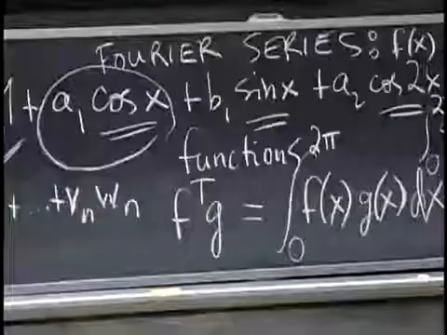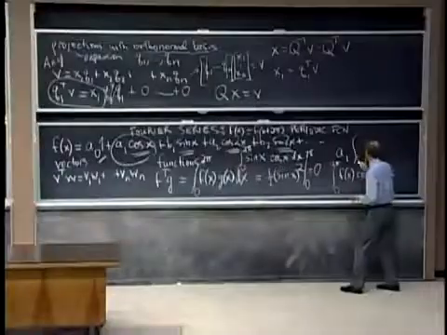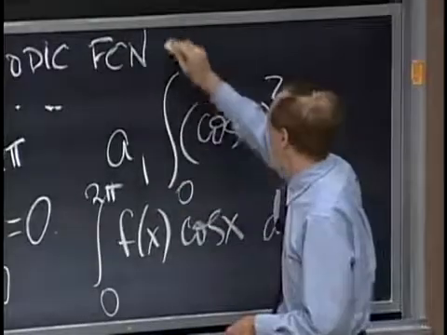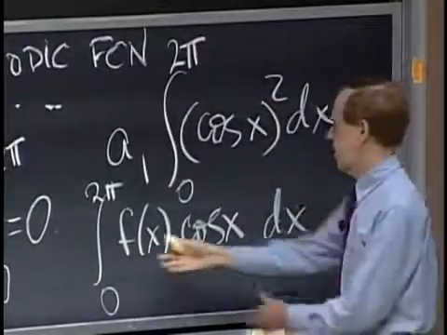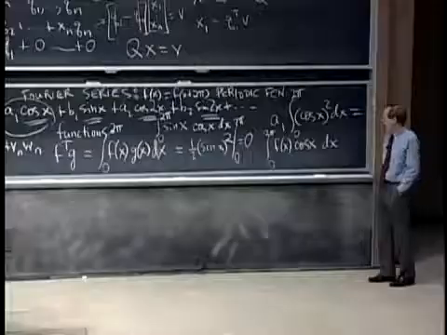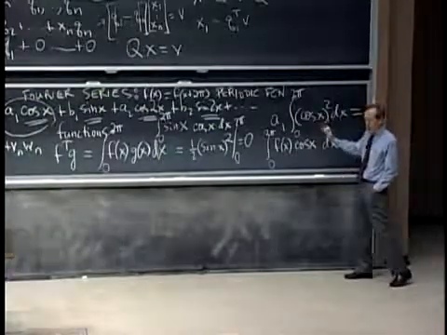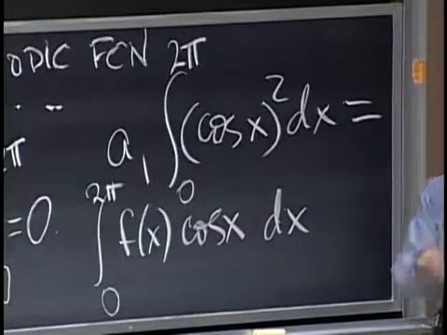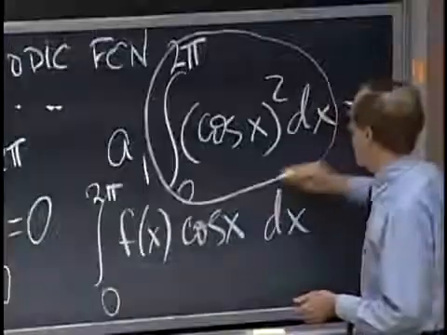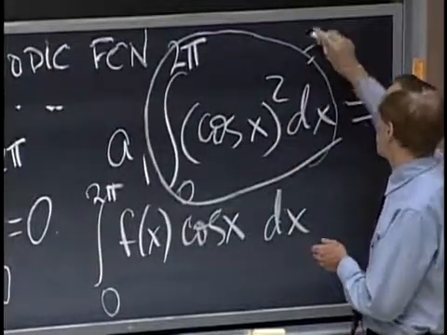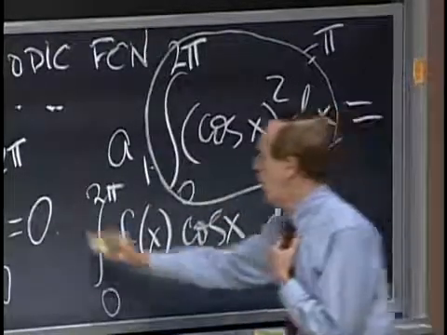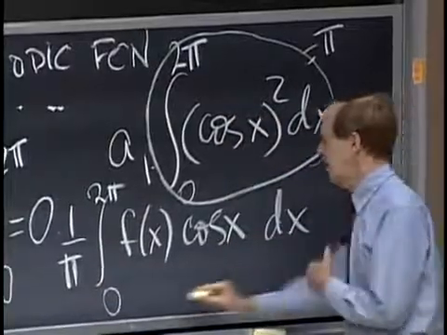All the others disappear. And that term is A1 times the integral of cos x squared dx, 0 to 2 pi, equals, so this was the left side, and this is all that's left on the right-hand side. And this is not 0, of course, because it's the length of the function squared. It's the inner product with itself. And a simple calculation gives that answer to be pi. So that's an easy integral, and it turns out to be pi, so that A1 is 1 over pi times this integral.